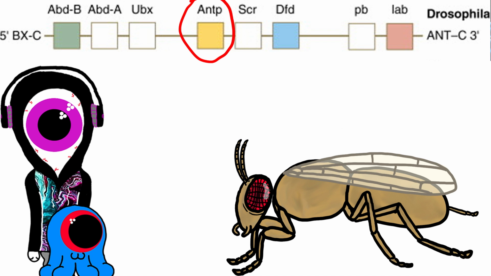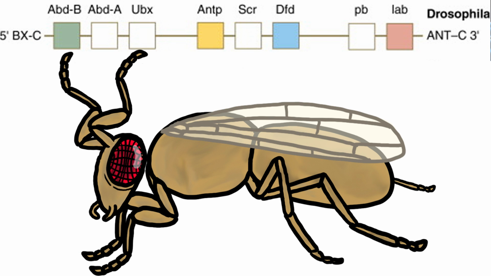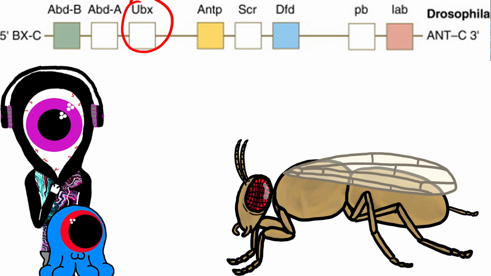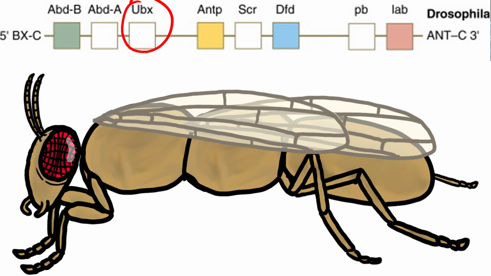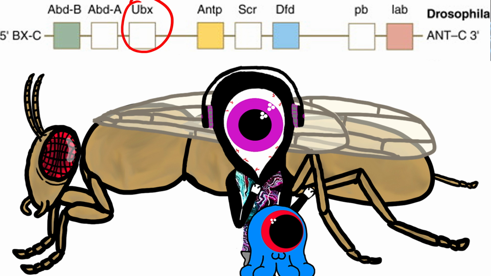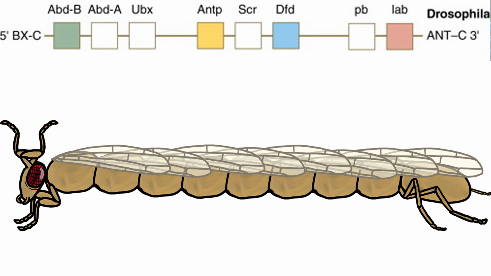For example, through expressing the antennapedia gene in the wrong area, it is possible to create a fruit fly with an extra set of legs on its face in place of antennae. Through deactivating the ultrabithorax gene, we can create a fly with an additional body segment and pair of wings. So the obvious question, how far can we take this?